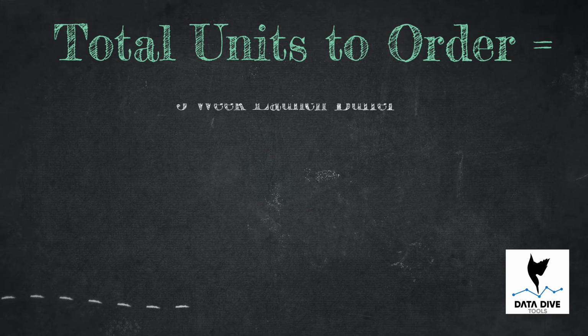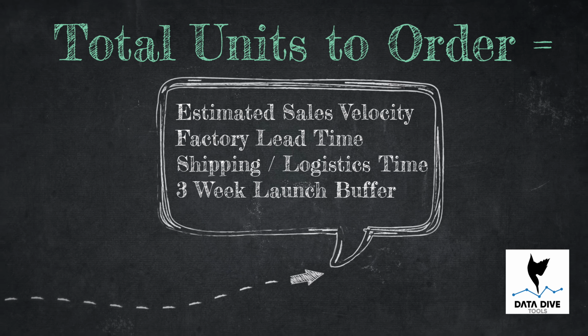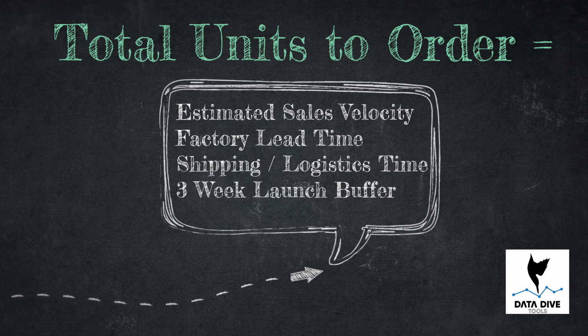So I hope that this was helpful in helping you understand how to calculate how many units you're going to want to order for that initial order. Remember, it's going to be a calculation that involves the lead time at the factory. It could be 2 weeks, it could be 4 weeks. You need to understand how you're going to ship it here. If you're shipping it by air, you need an additional 4 weeks for that to happen.